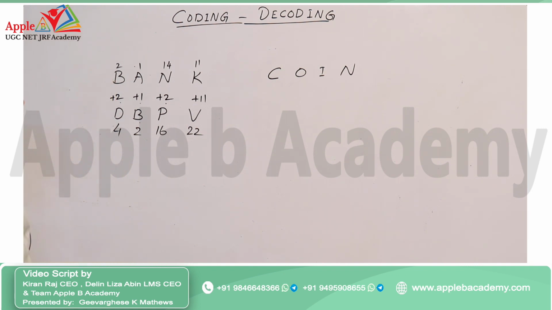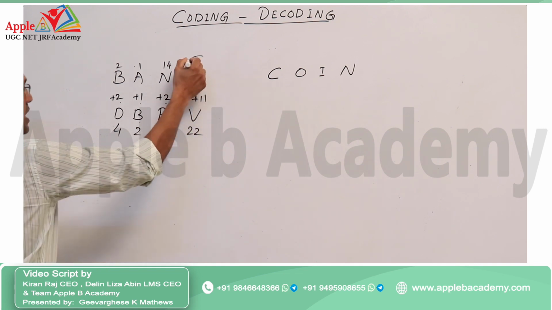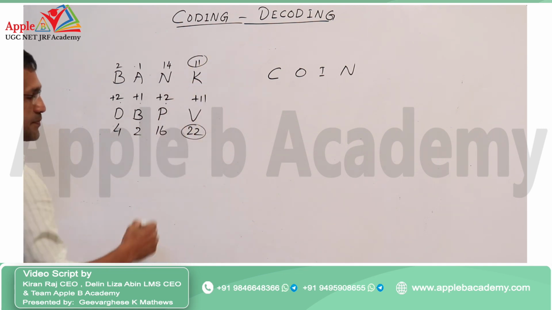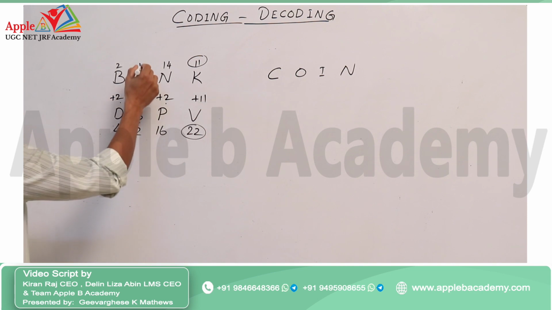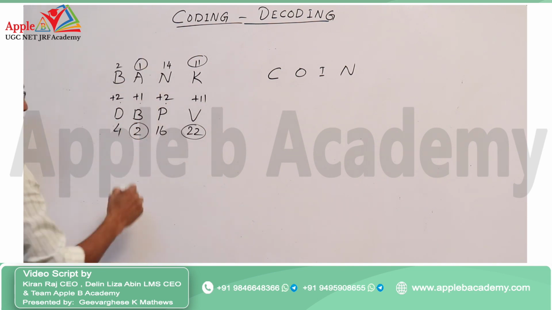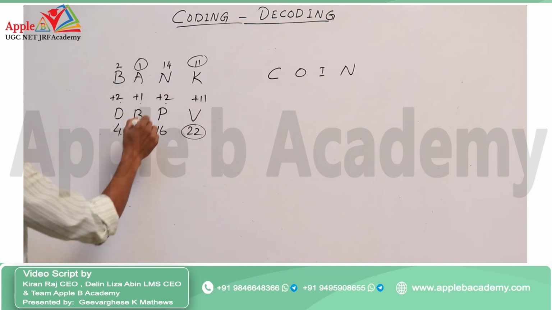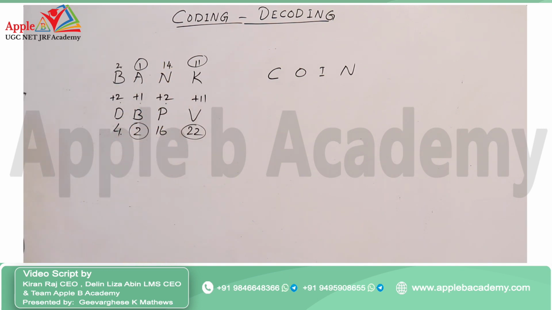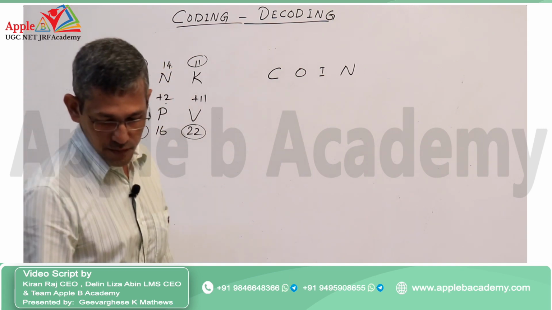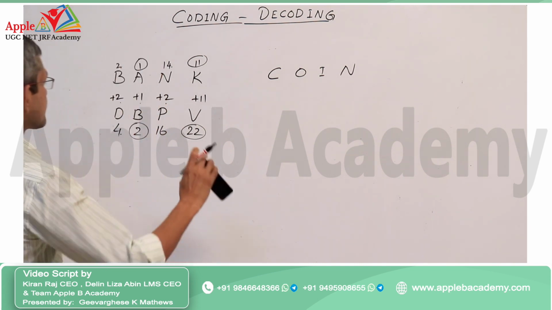However, if you look at this 11 and 22, and 1 and 2, you may see something. And you look at 2 and 4, you look at 14 and 16, you may see something as well. So what is the pattern here?